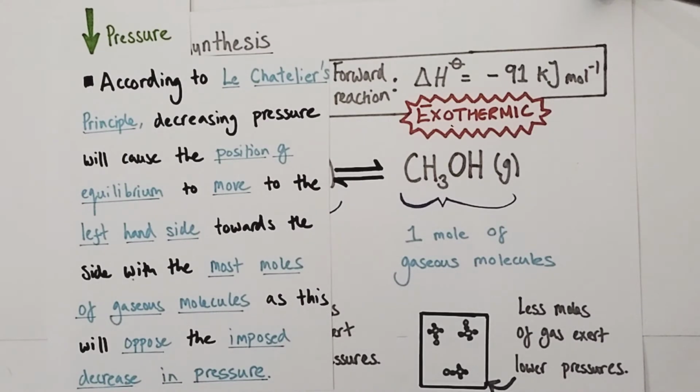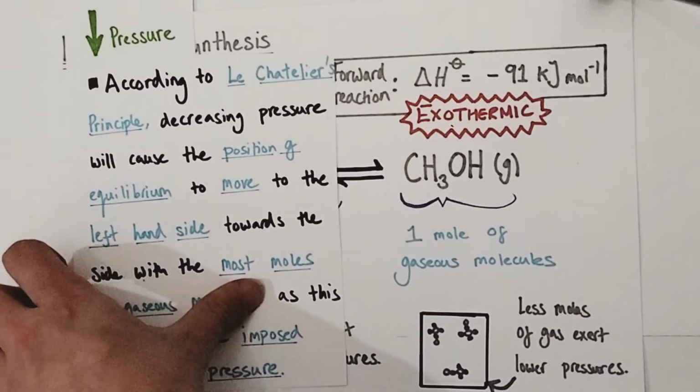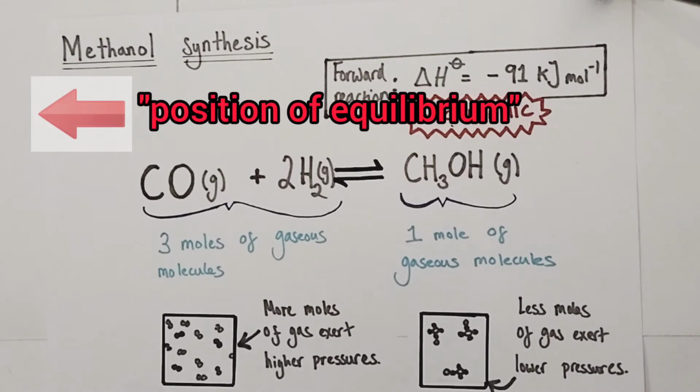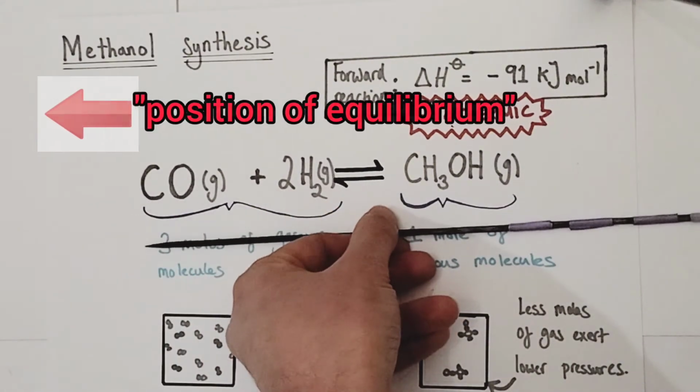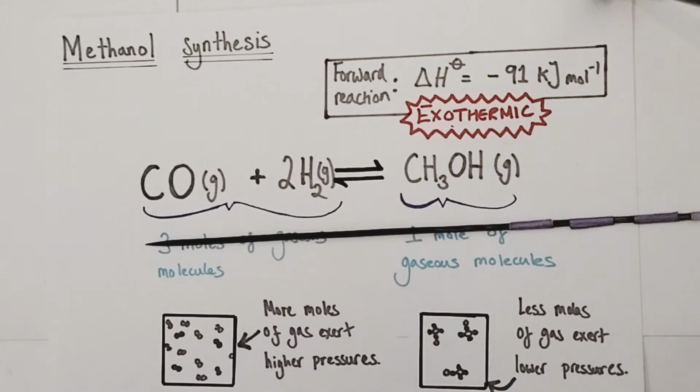And then vice versa, decreasing pressure. According to Le Chatelier's principle, if we decrease the pressure, the position of equilibrium would move to the left-hand side because that's the side with the greatest moles of gaseous molecules. That would therefore cause an increase in pressure, and this increase in pressure would directly oppose and minimize the imposed decrease in pressure. So if we were to lower the pressure, the position of equilibrium would shift to the left-hand side, to the side with the greatest number of moles of gaseous molecules, as that would help to push the pressure back up and minimize or oppose the change in condition.